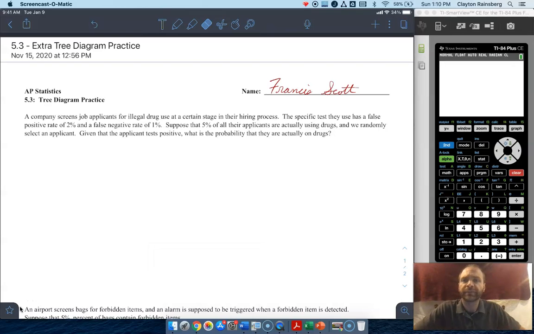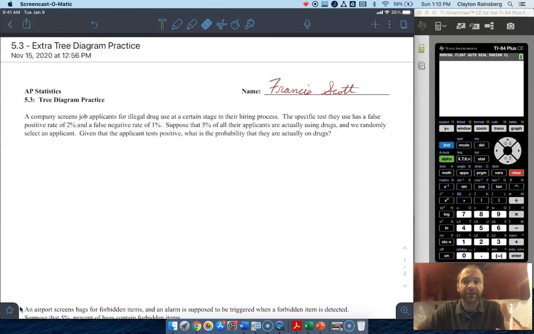Hey, Mr. Ransberg here, and we're going to be looking at a couple of extra tree diagram practice problems. These have, I'd say, the level of good AP free response questions: how to break it down, how to analyze it, and really interpret what's going on. This first one deals with the accuracy of drug testing. It's a really interesting concept that we're going to talk about at the end, on what the numbers in the prompt really mean in the answer, and the consequences that can occur from it.